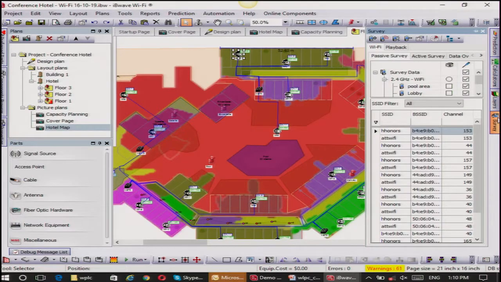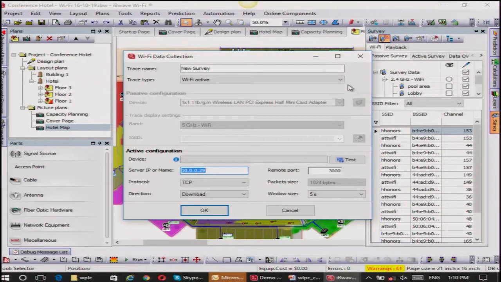So this is a survey option where you can do the survey data, and you can do either active or passive survey data. You can set up your server here, and then you can do the file transfer analysis to collect the throughput data, or you can do a passive survey if you want to as well.